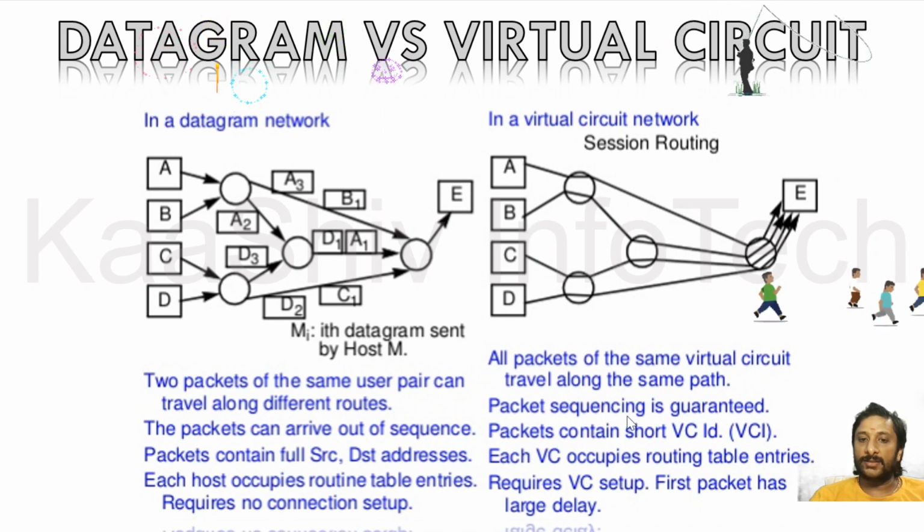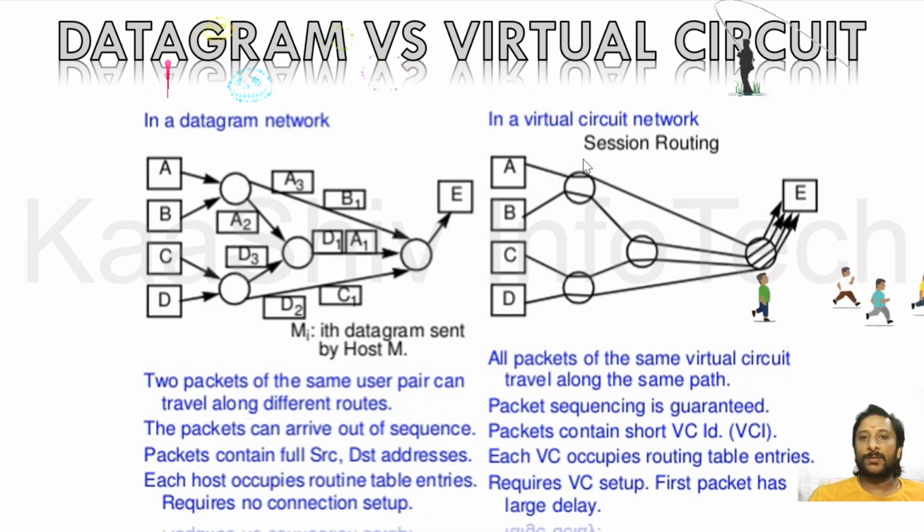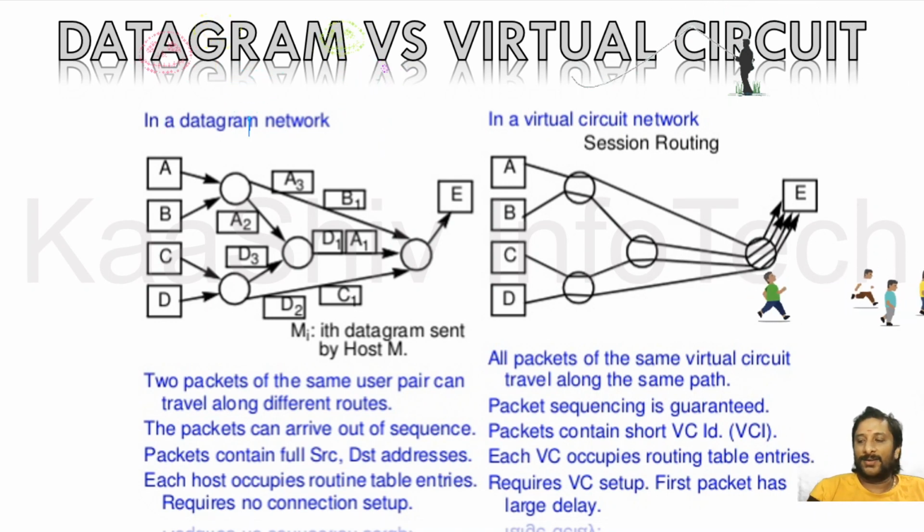The packet contains a short virtual circuit network ID. Packet sequencing is guaranteed in virtual circuits, whereas in datagram it is not, because each packet can travel a different path. If I call and ask whether you have received it, one person received it but the other didn't, because it's a different path. Whereas here, the same path will receive the data properly. That is the difference between datagram and virtual circuit. If two data streams go in the same direction, it is virtual circuit. If they go in different directions and reach the destination, that is a datagram network. Simple.